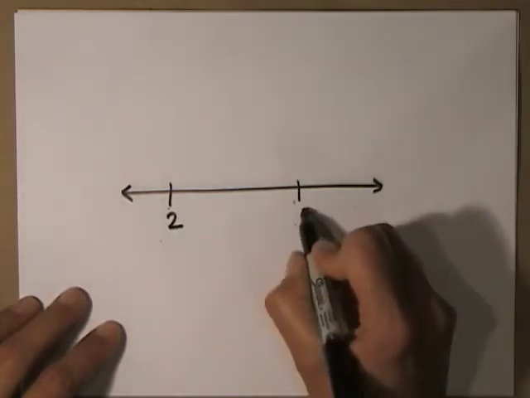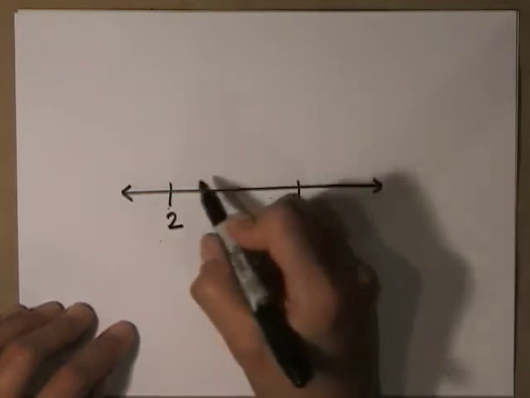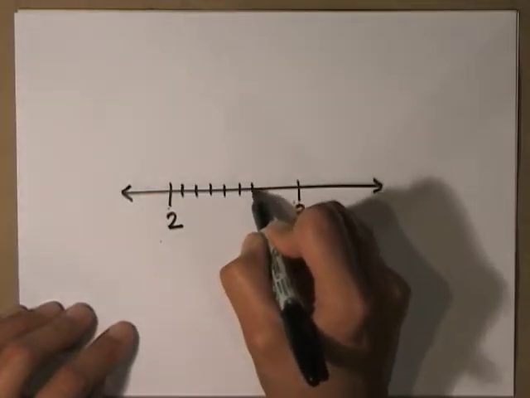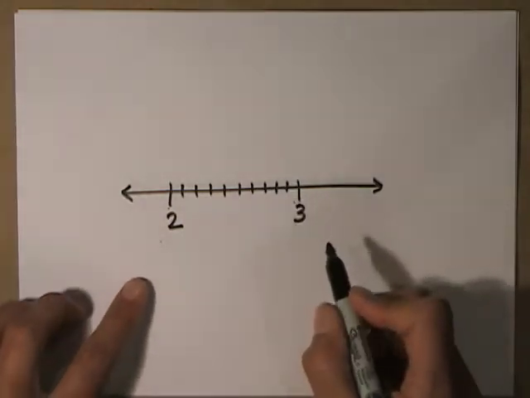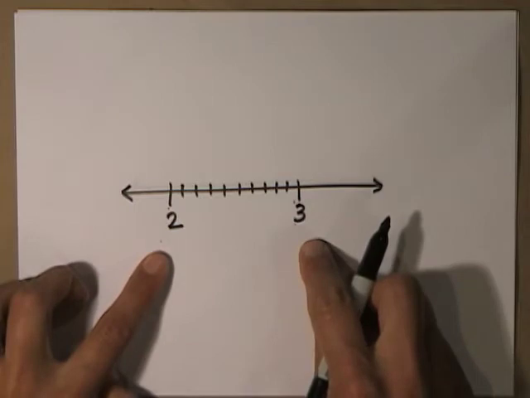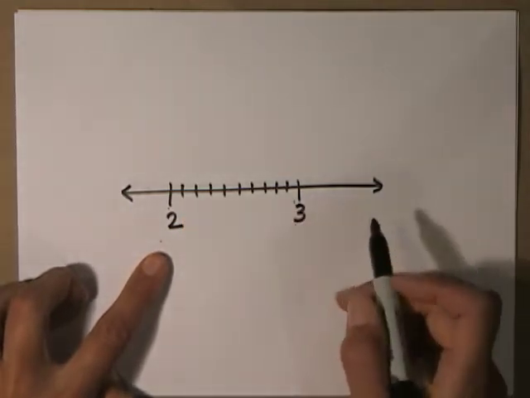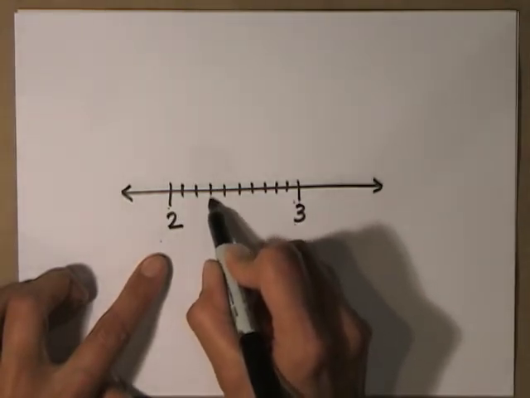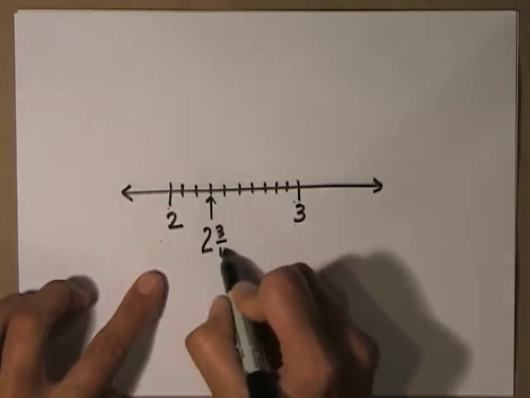So if I look specifically between the two whole numbers 2 and 3, for example, I can divide this evenly into 10 spaces, 1, 2, 3, 4, 5, 6, 7, 8, 9, and 10. And we can mark off this distance here by 10 evenly marked spaces, which is tenths. The number that is 3 spaces to the right of 2 is called 2 3/10.